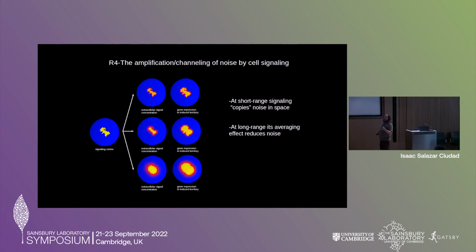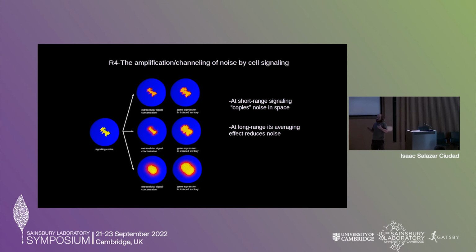If the signal doesn't diffuse much, you get a copy of this noisy shape, but in a larger area of space. So essentially you're increasing noise by copying your noisy shape into a larger area of the embryo. However, at a larger scale, if the growth factor diffuses more, what happens because of pure physics is that the shape gets averaged.